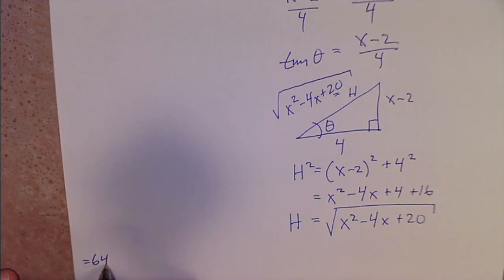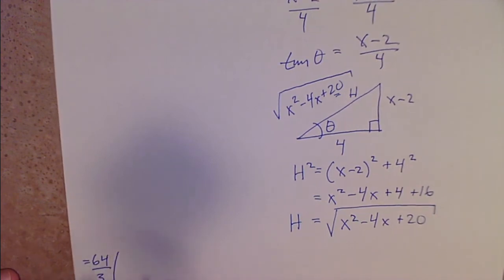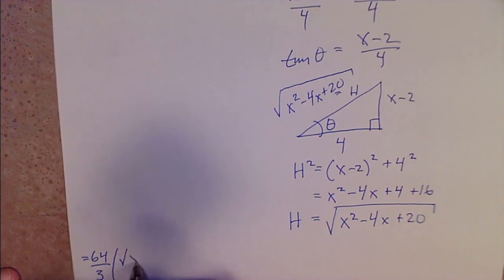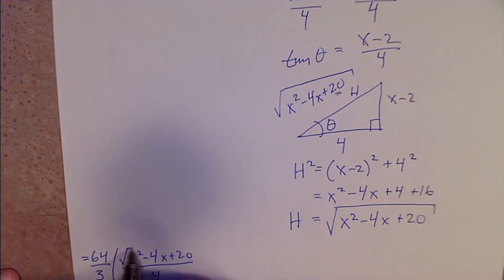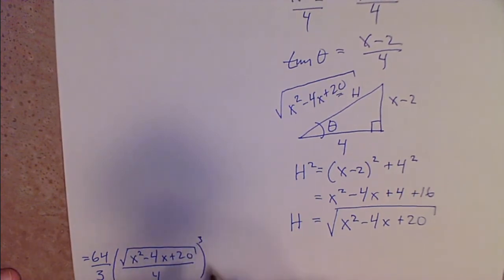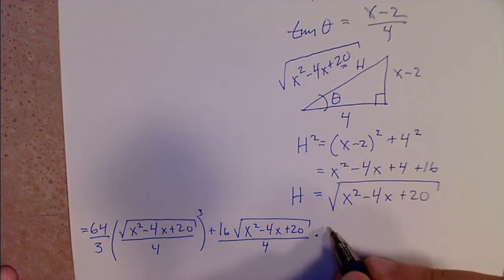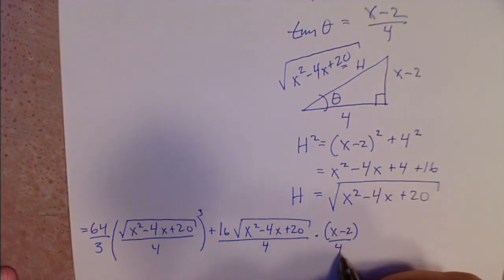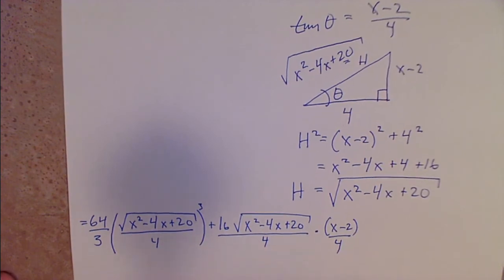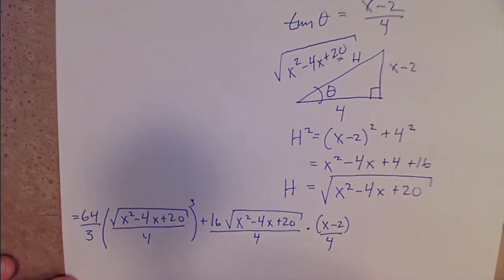We have 64 over 3 times secant cubed. So secant cubed is the square root of x squared minus 4x plus 20 divided by 4 cubed, plus 16 times secant theta, which is the square root of x squared minus 4x plus 20 over 4. Hey, that 16 and that 4 are going to cancel. That's exciting. Times tangent theta, which is x minus 2 over 4. Hey, 4 times 4 and 16, those are going to cancel.